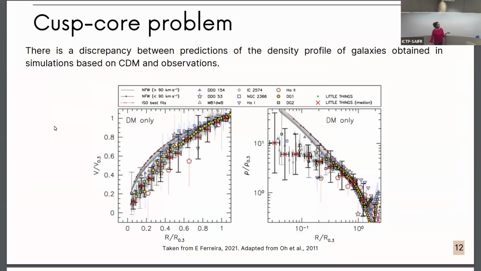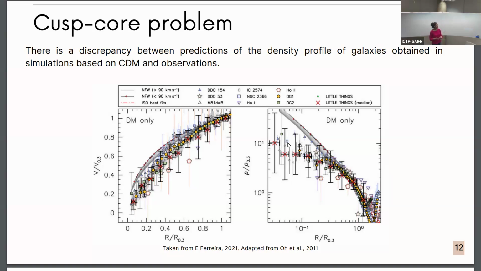So one example of tension between the cold dark matter model and the observations is the cusp-core problem, which consists of a discrepancy between the simulations on small scales for cold dark matter, which predict that inside galaxies we will have a density profile that follows Navarro-Frenk-White. In this figure, it's this gray line. And here we have the observations, and we can clearly see that there's a discrepancy. And this maybe is due to baryonic effects, but it can also be that the dark matter does not behave as cold dark matter at small scales.